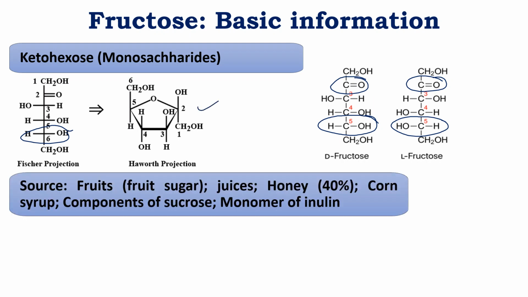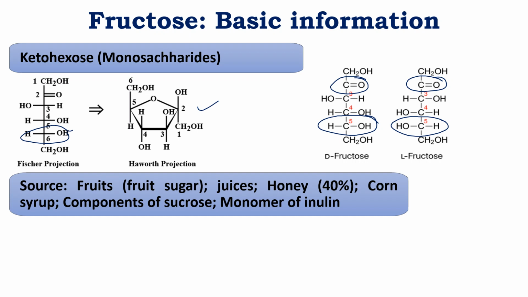The major source of fructose is the fruits, so it is also called fruit sugar. It is also present in fruit juices. It is present in honey, where roughly 40% is fructose. It is also present in corn syrups, and it is a component of sucrose.